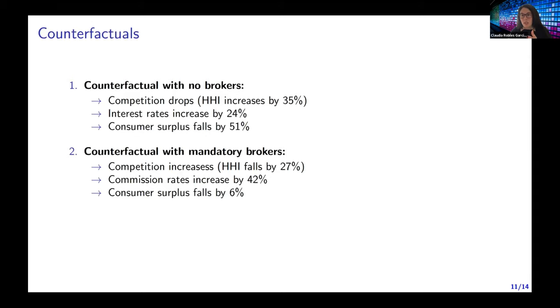At the other extreme, we can decide to force everyone to go to the brokers. So you could think of this as a policy making advice mandatory. You can say, if you want a mortgage, you need to hire an advisor. What's going to happen then? Well, the first thing is that since everybody goes to the broker and brokers are now the only option to sell mortgages, their bargaining power with the banks is going to go up by a lot. So they're going to be able to extract a lot of rents from banks.